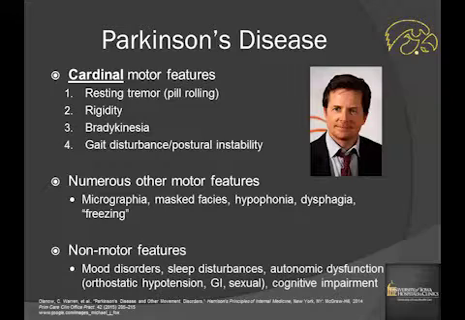Now it's important to realize that patients can have Parkinson's disease without any kind of tremor. But the other motor features include rigidity, so the patient is having very rigid movements, often referred to as cogwheel rigidity, bradykinesia or slow movements, and then gait disturbance or postural instability. And a lot of these were focused on the last slide as well.